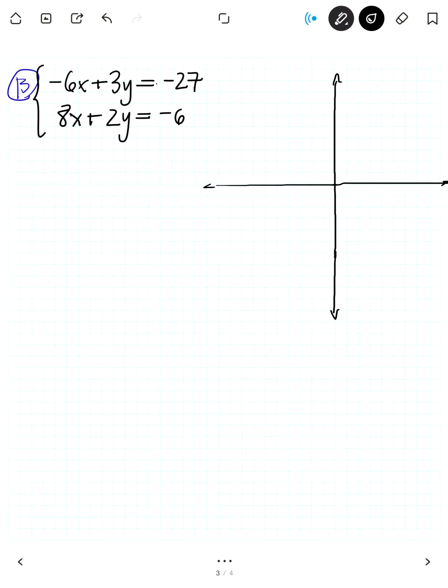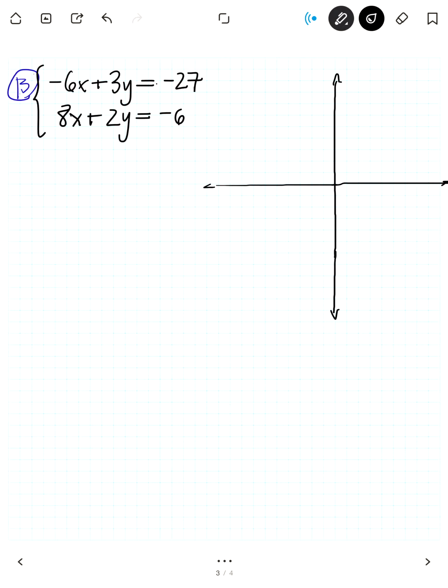Okay, now that we've done one example, let's try another one. This one is negative 6x plus 3y equals negative 27 with 8x plus 2y equals negative 6. So again, to graph these, my recommendation is to put both of them into mx plus b form, then start at the intercept and move by the slope amount. So I have to solve both of these for y.